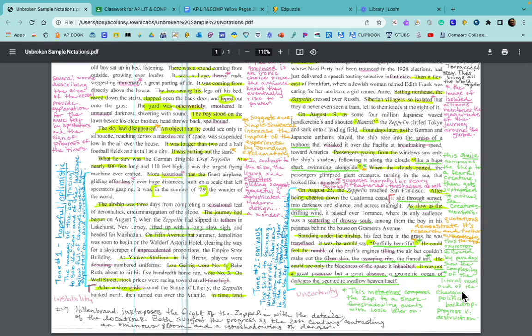Now let's look at the blue, which is for tone. Remember, tone is the writer or speaker's attitude towards the subject. How does the writer feel? What is his attitude towards the subject matter? And I love the way that this student put tone one and tone two, two completely different tones here, which is great.